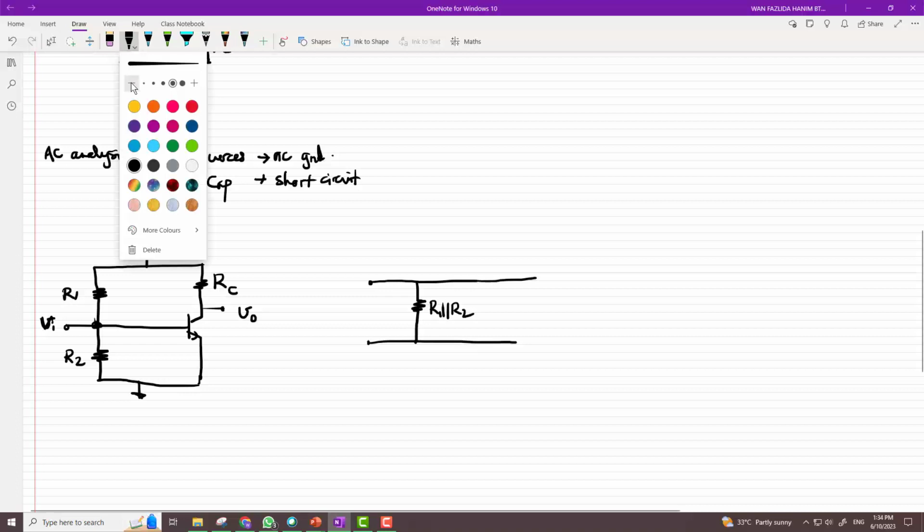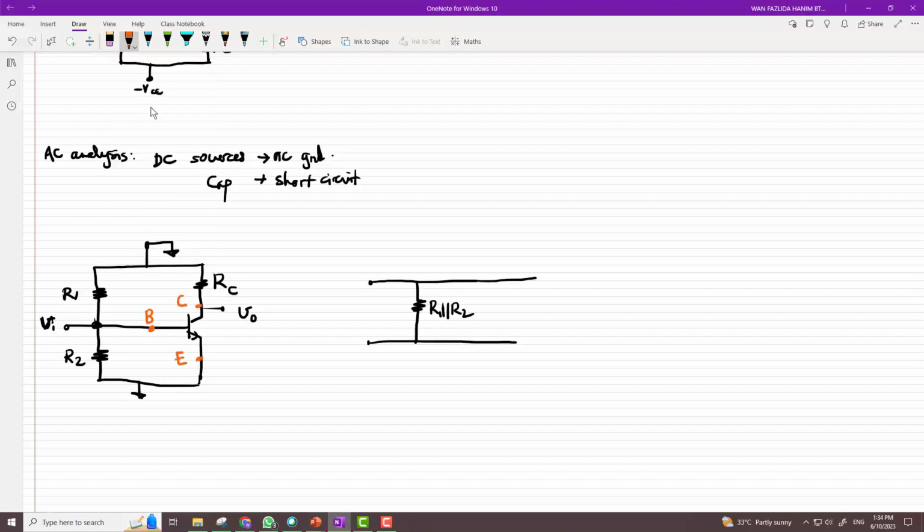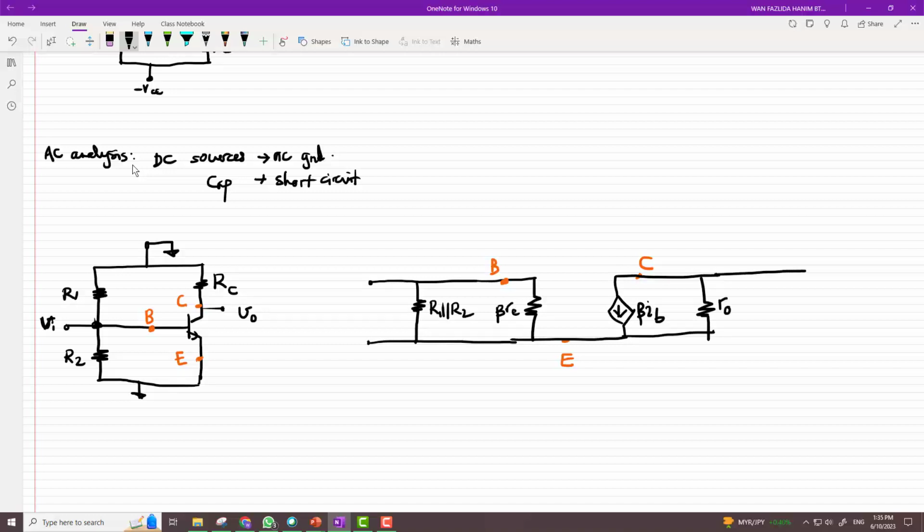I'm going to label this base, collector and emitter. So this is my base, emitter and collector. At the base, I will have a resistor, which is beta RE, which is my small signal model. And between emitter and collector is the beta IB, and I have my output resistance RO. And between collector and ground, I can see RC. So this is V out, okay, and this is V in.